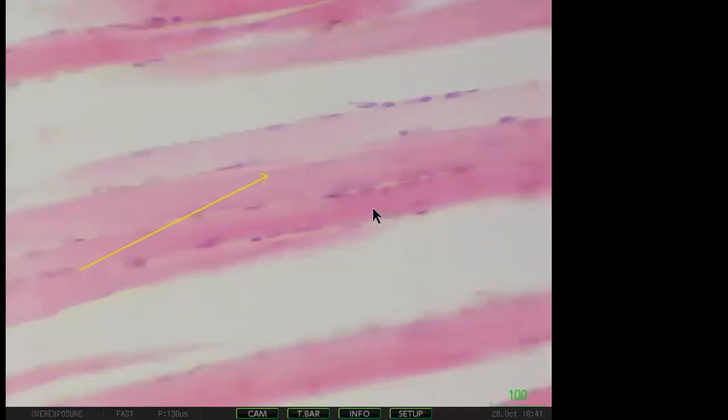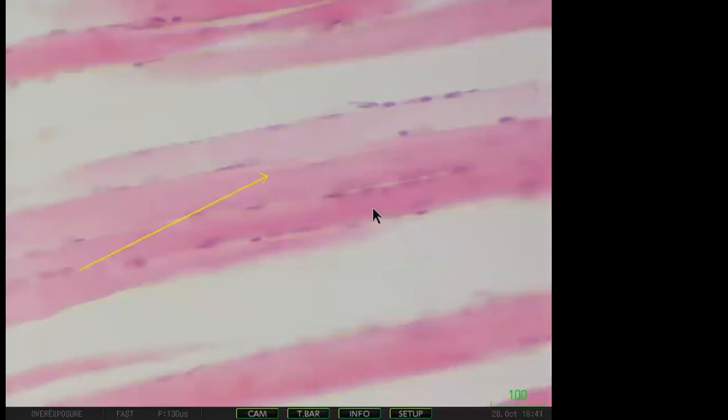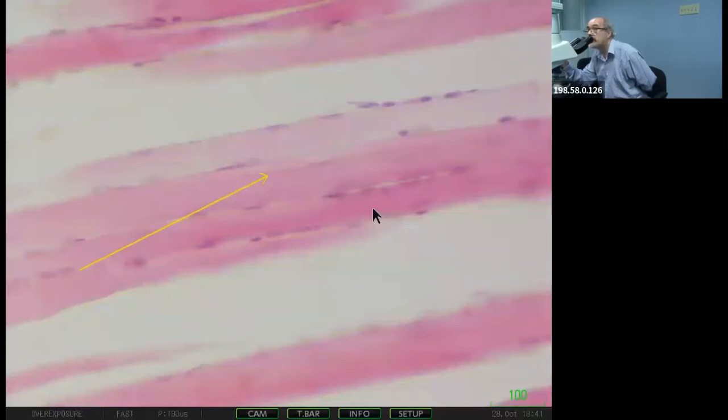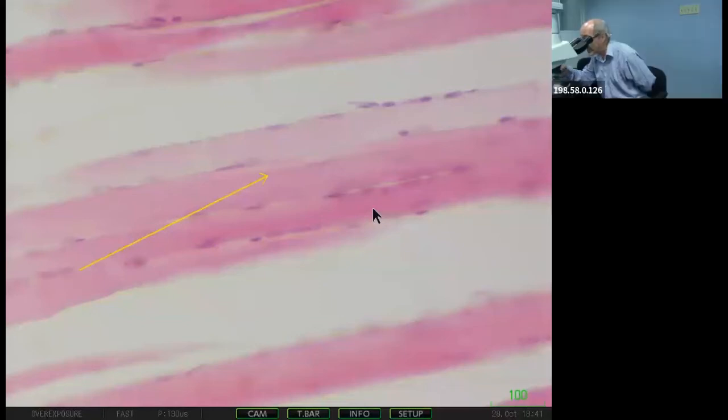Your A bands are made by the juxtaposition of filaments of actin and myosin. So for your dark bands, you have both filaments, actin and myosin. And for your light bands, you have only filaments of actin. Now you will have some Z lines, and between two Z lines, you will have your sarcomere, which is the smallest functional unit of your skeletal muscle. This is for the longitudinal view.